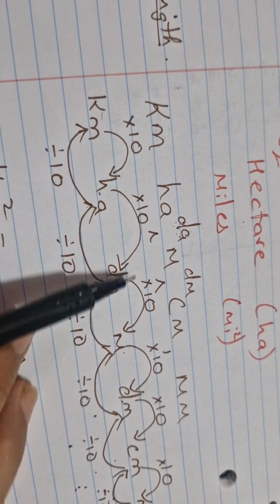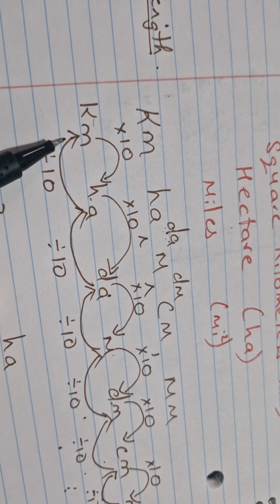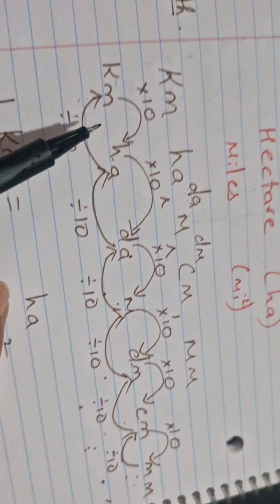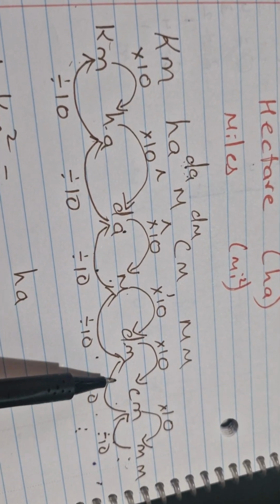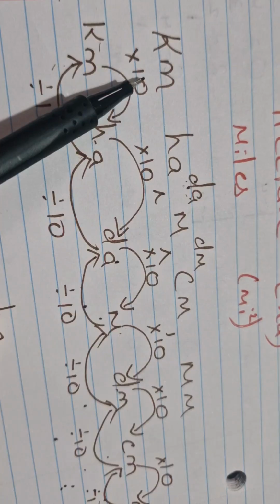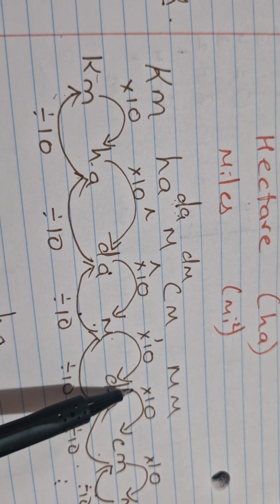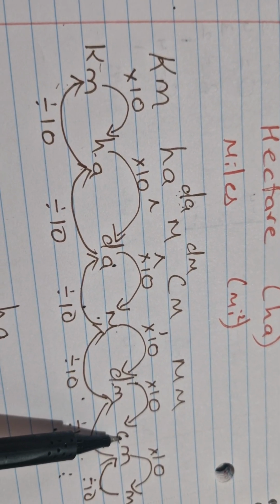Now if I say 1 kilometer, how many meters? Just count the zeros: 1, 2, 3. So that means 1000, and you will multiply with 1000. 1 kilometer is 1000 meters. If I say 1 kilometer, how many centimeters? Check, centimeter is here. Just find out how many zeros there are: 1, 2, 3, 4, 5. So that means 100,000. So 1 kilometer is 100,000 centimeters.